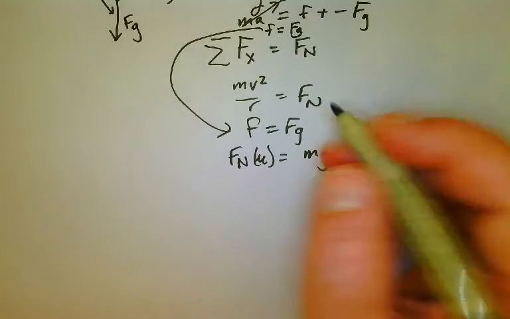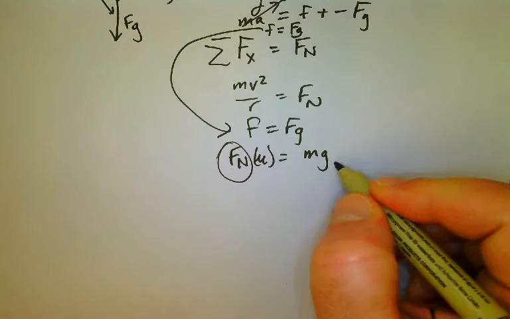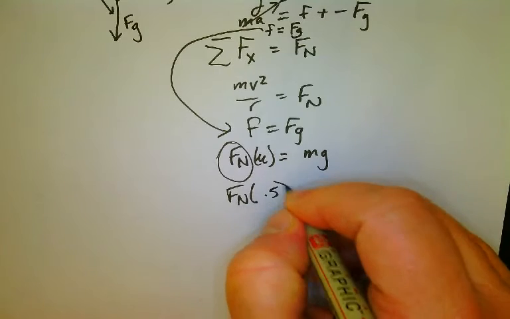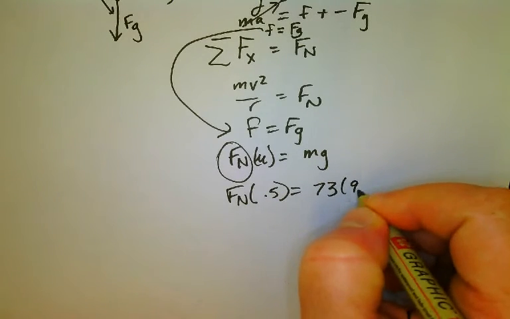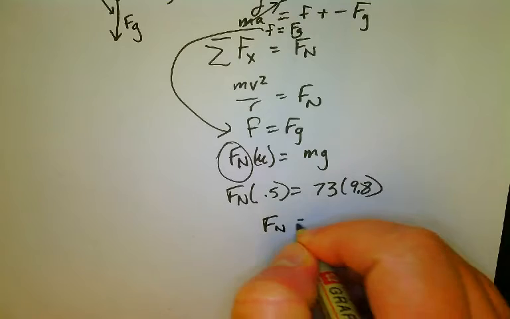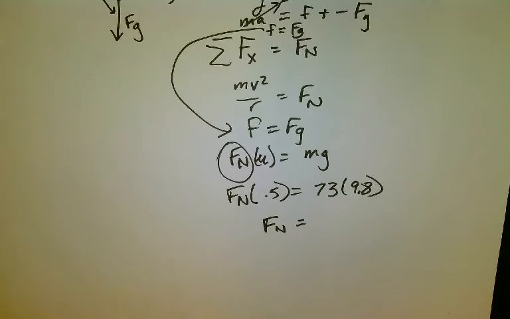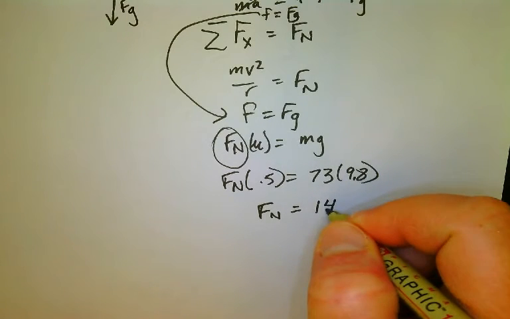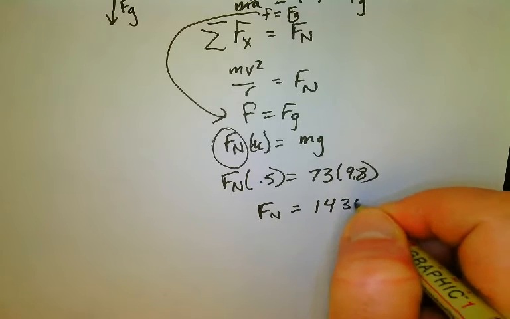Yep. So I'm going to solve for this, because I have everything else. So Fn, mu is 0.5. My mass is 73. So plug and chug for me, and tell me what my force normal ends up being. I got 1,430.8. Do we agree on that?